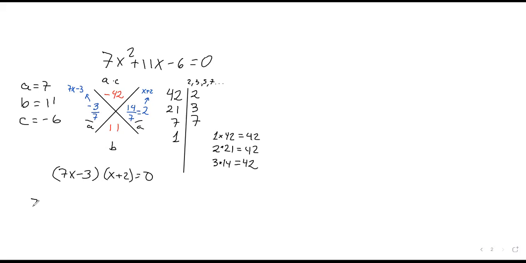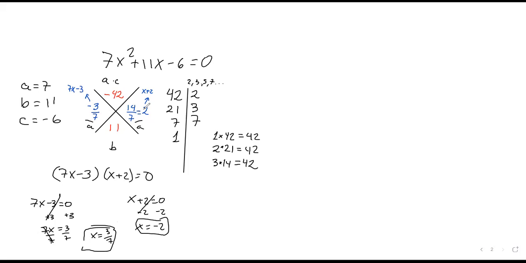And we can find the two answers. One is 7x minus 3 equal to 0. We add 3, cancel, 7x equal to 3, divide by 7, cancel, and x equal to 3 over 7. That, if you see, is the same number that you had before, just with the opposite sign. And x plus 2 equal to 0, then we subtract 2, cancel, x equal to negative 2. That is the same number that you have, but with the opposite sign.